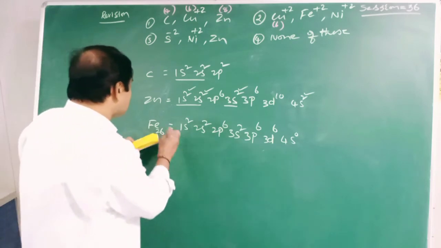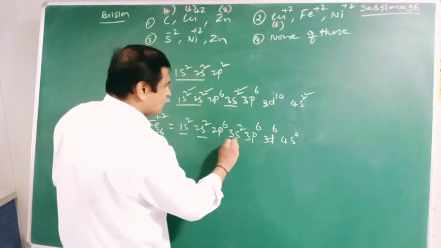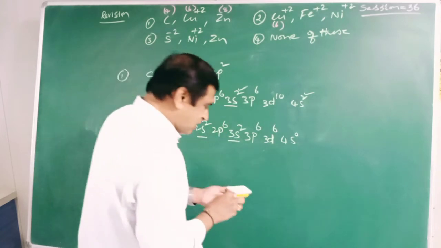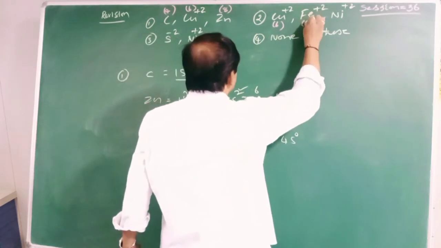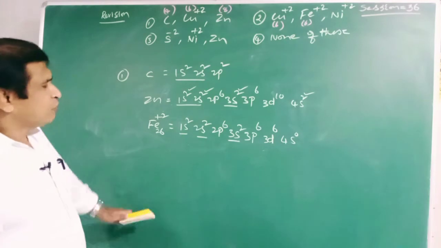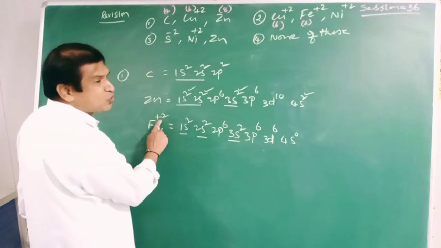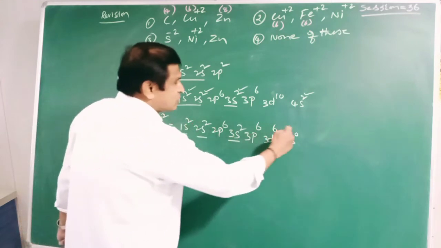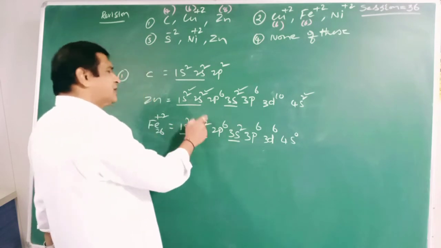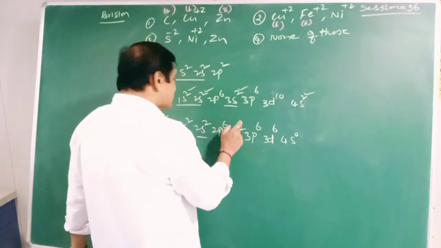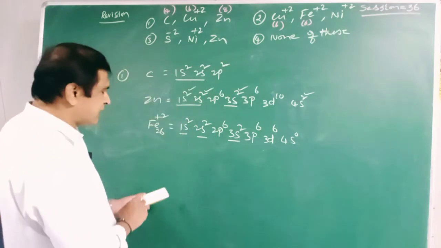Now we have to count the s electrons in Fe plus 2. 1, 2, 3, that is 6 electrons. Copper plus 2 has 6 electrons and iron plus 2 also contains 6 s electrons. The 4s2 electrons are lost because it is an iron plus 2 ion. So 1s has 2 electrons, 2s also contains 2 electrons, 3s also contains 2 electrons. Total s electrons are 6. Done. That point is clear.